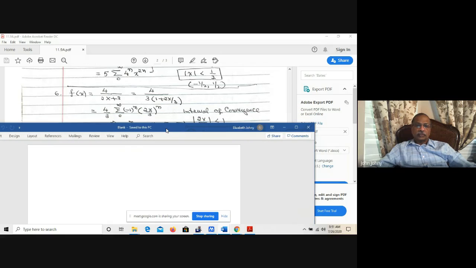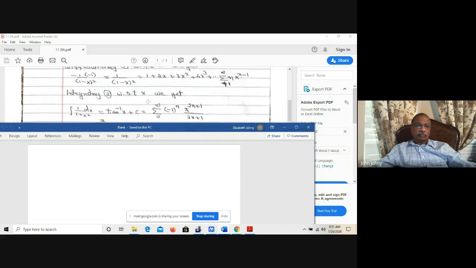This is 4 over 3 times the sum from 0 to infinity of (-1)^n (2x over 3)^n. You replace x by 2x over 3. That's it. So in result number 2, you replace x by 2x over 3.